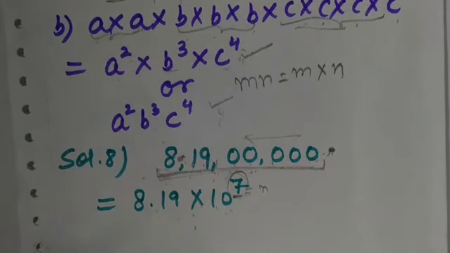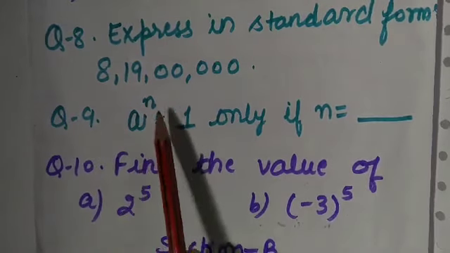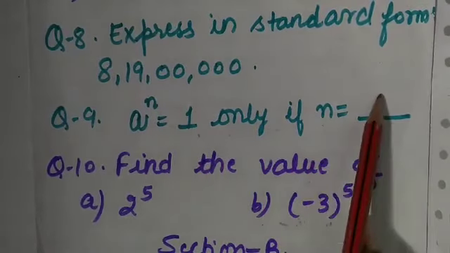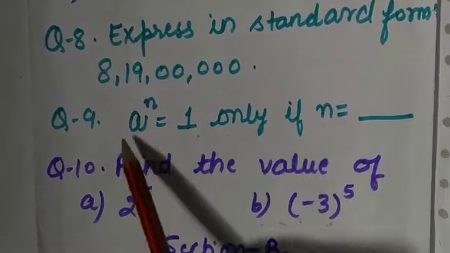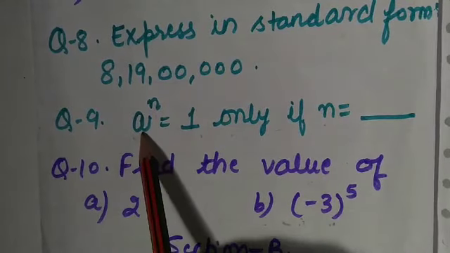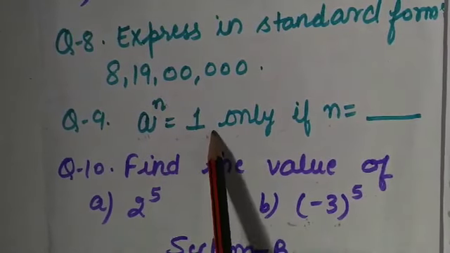Now come to question number 9. So question number 9 we are having is: a raised to the power n is equal to 1 only if n is equal to dash. We have to find the value of n, that a may be any number raised to power what number, so that the answer is 1.